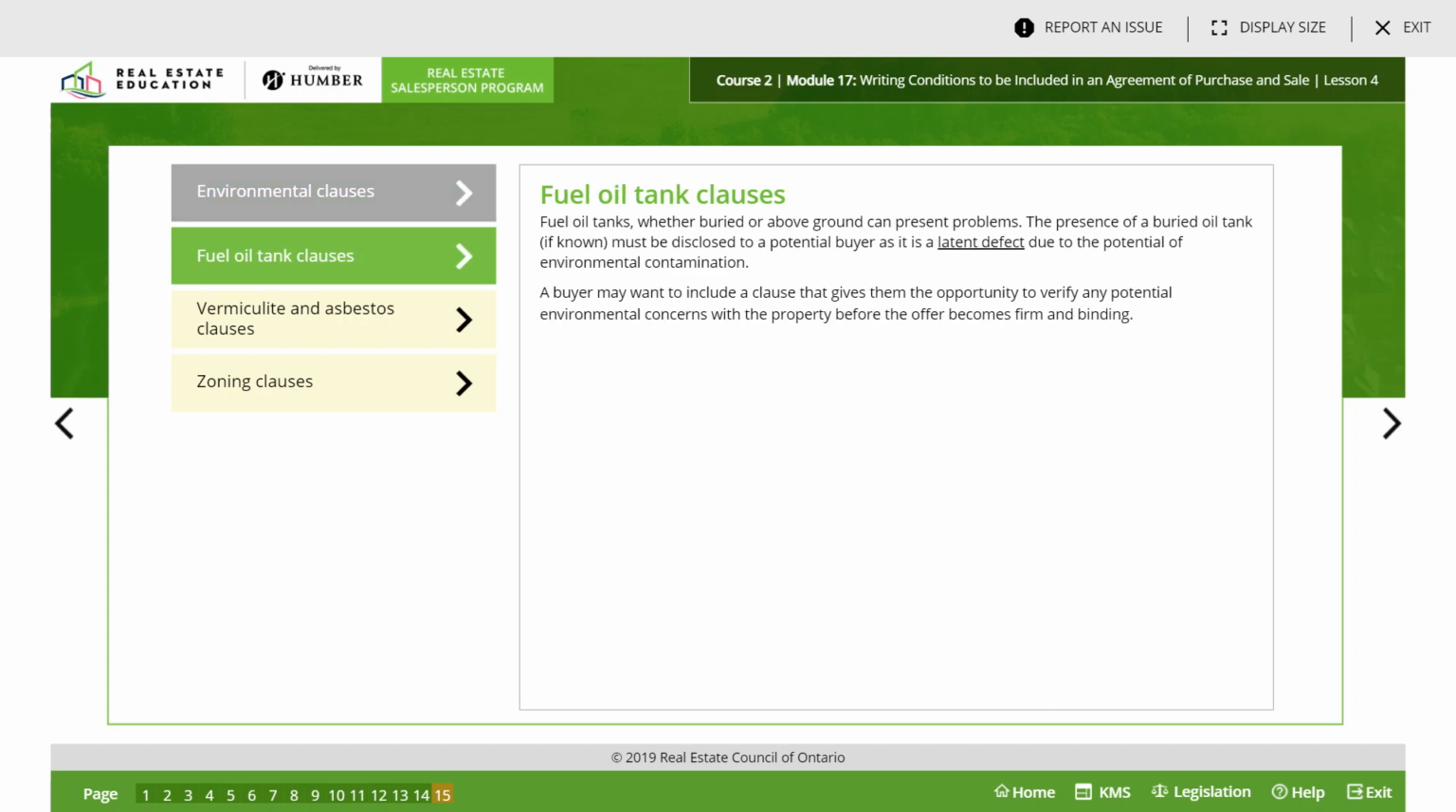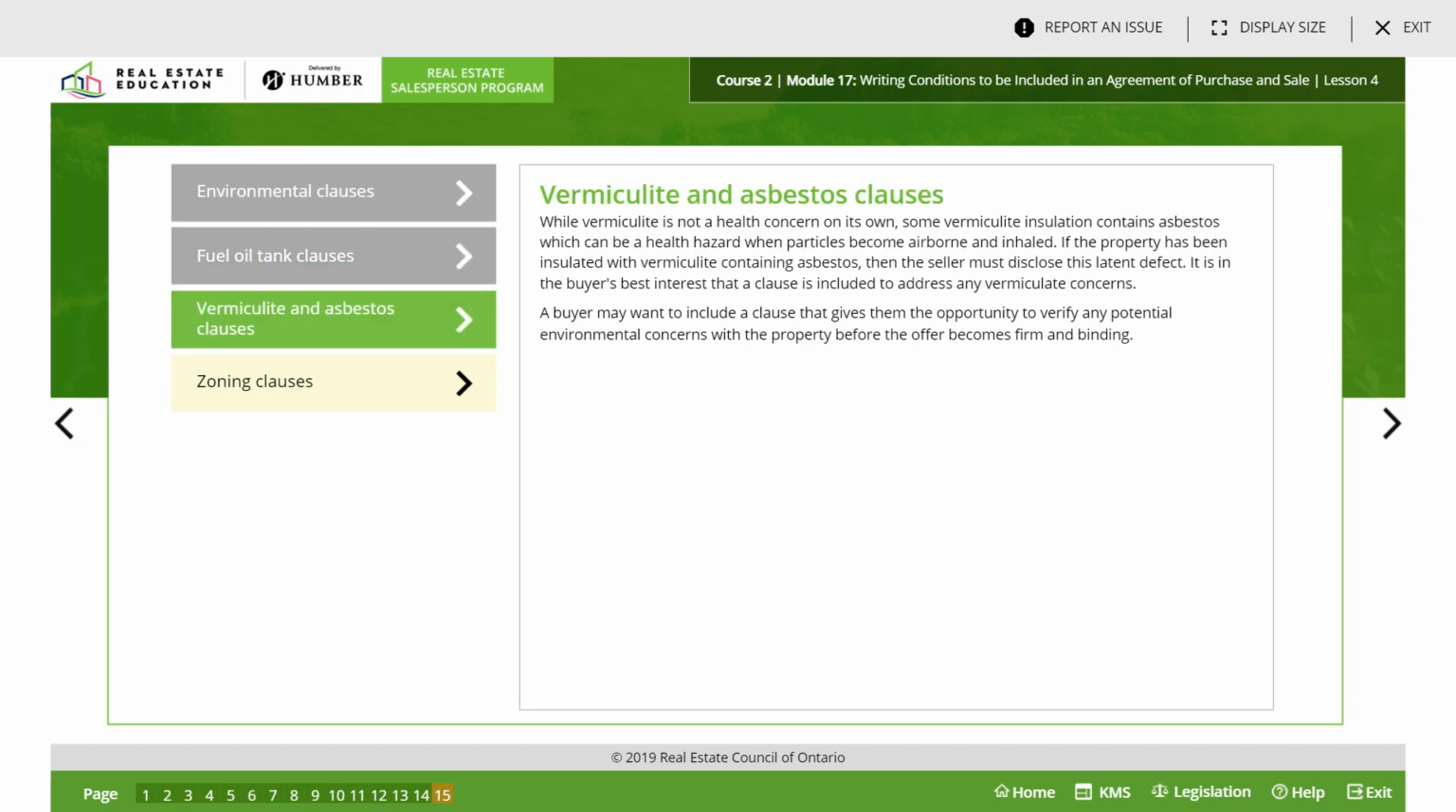Fuel oil tank clauses. Fuel oil tanks, whether buried or above ground, can present problems. The presence of a buried oil tank, if known, must be disclosed to a potential buyer as it is a latent defect due to the potential of environmental contamination. A buyer may want to include a clause that gives them the opportunity to verify any potential environmental concerns with the property before the offer becomes firm and binding.